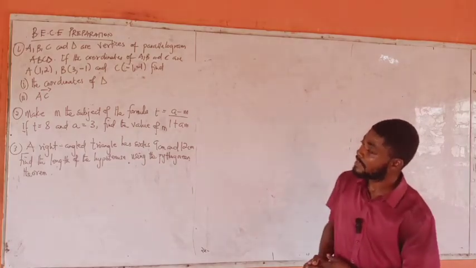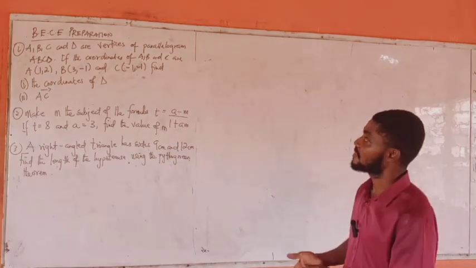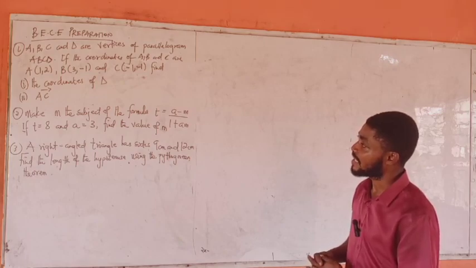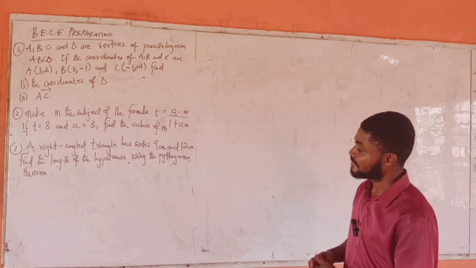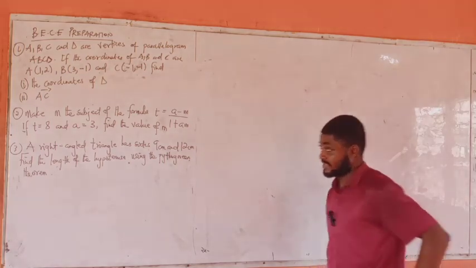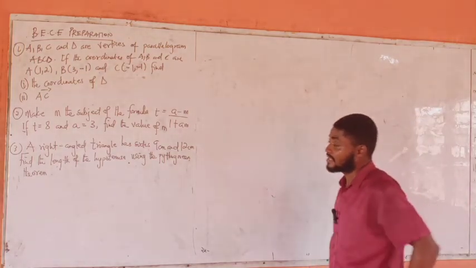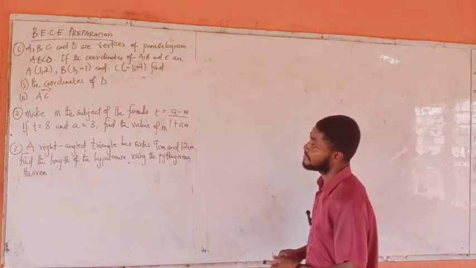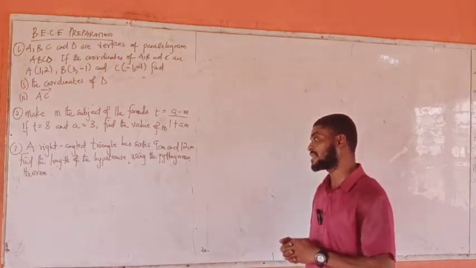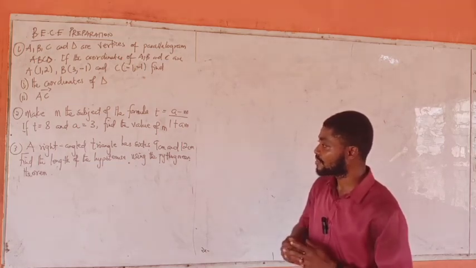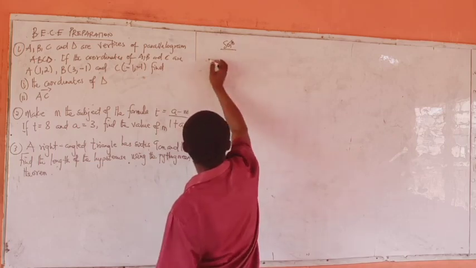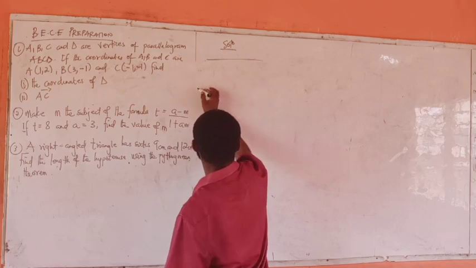A, B, C, and D are vertices of parallelogram ABCD. If the coordinates of A, B, and C are A is (1, 2), B is (3, -1), and C is (-1, -1), find the coordinates of D and also find the vector AC. We can either draw the parallelogram to represent the information or go straight forward, but for the sake of understanding, let's have a firm idea of what we are dealing with.